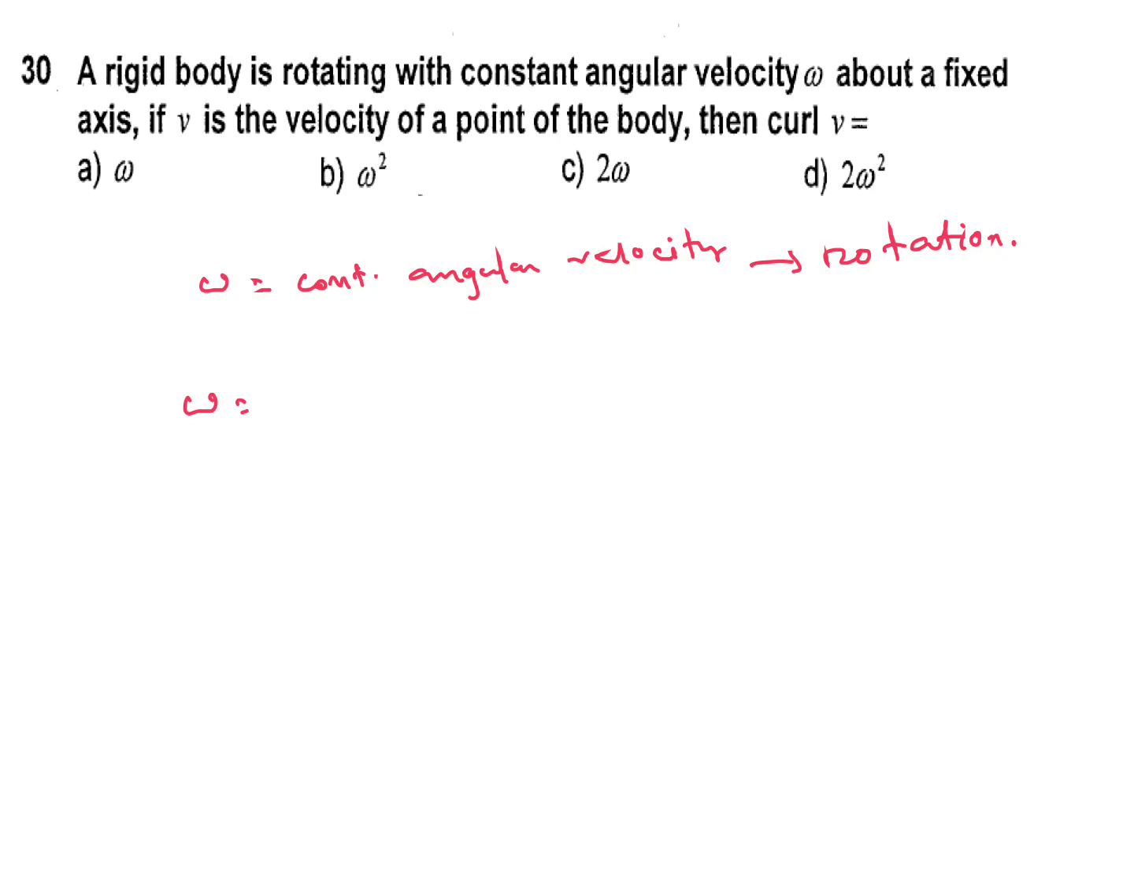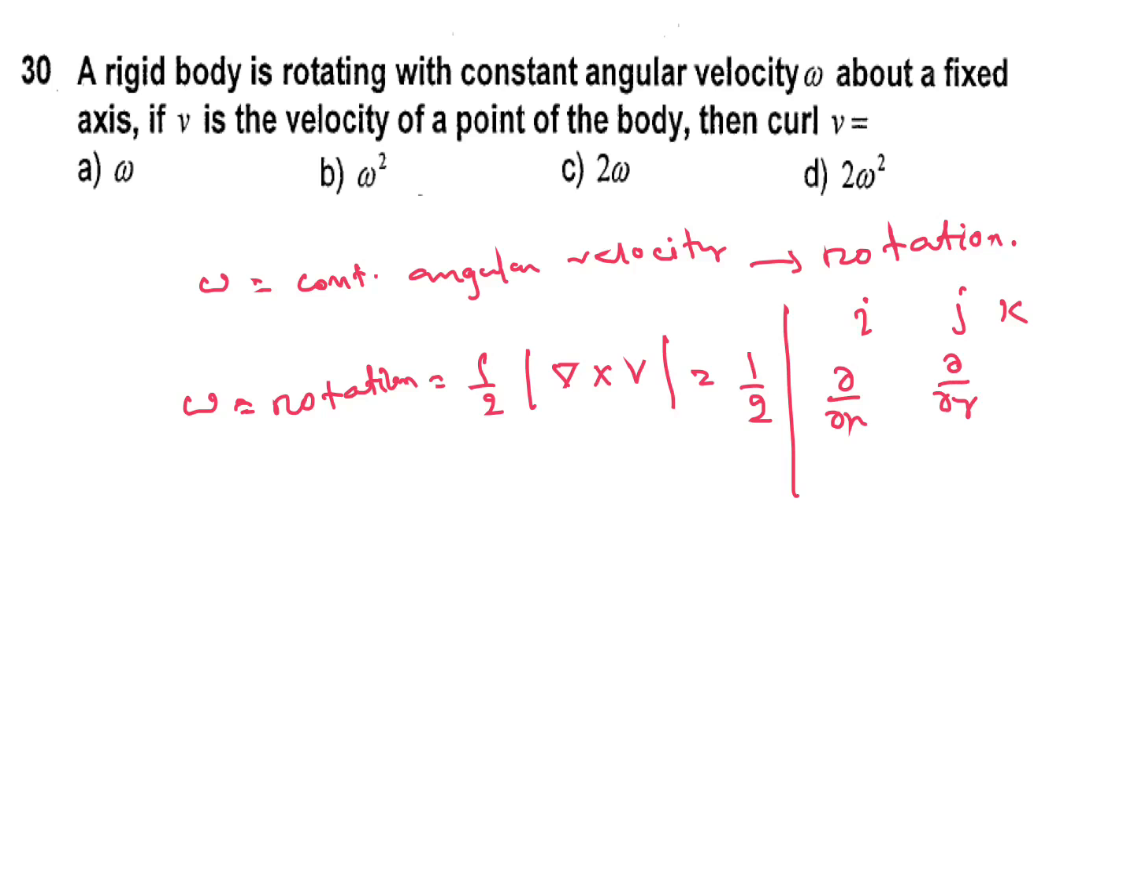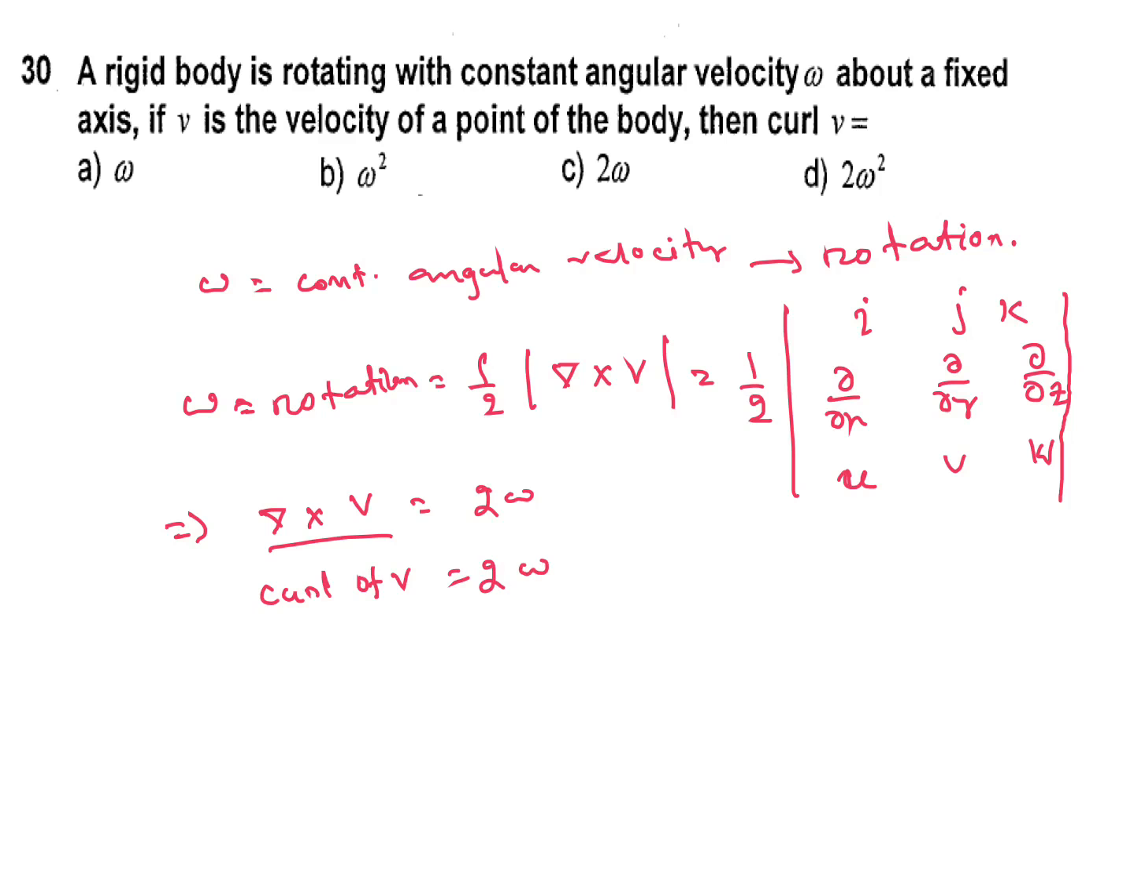We know rotation is half the cross product, curl of v, del cross v, or we can write half of the determinant with i j k, del by del x, del by del y, del by del z, and u v w. So in this question, del cross v equals 2 omega. Del cross v is the curl of v. Curl of v equals 2 omega. This is our answer. So from the options, C is our answer.